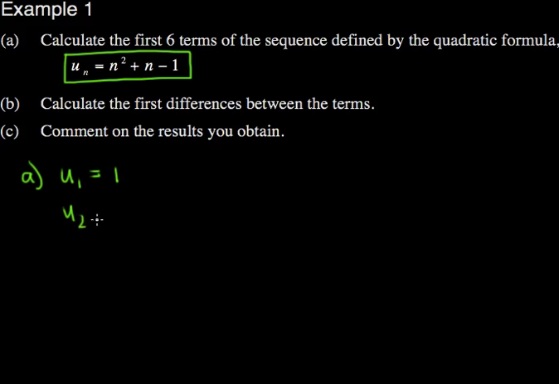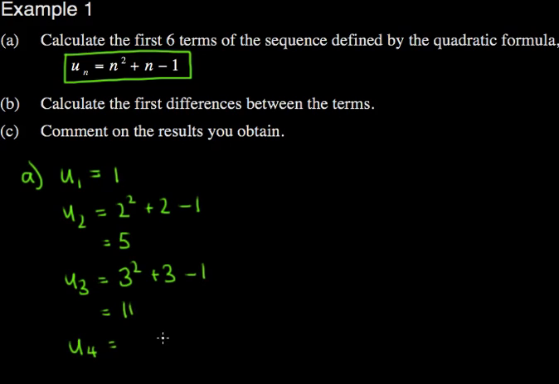For u2, this would be 2 squared. I'll write that in full. 2 squared plus 2 for the n here, minus 1. And I'll write that below. 4, 6, 5. For u3, you replace the n's with 3's. So 3 squared plus 3 minus 1, which is 9, 12, 11.